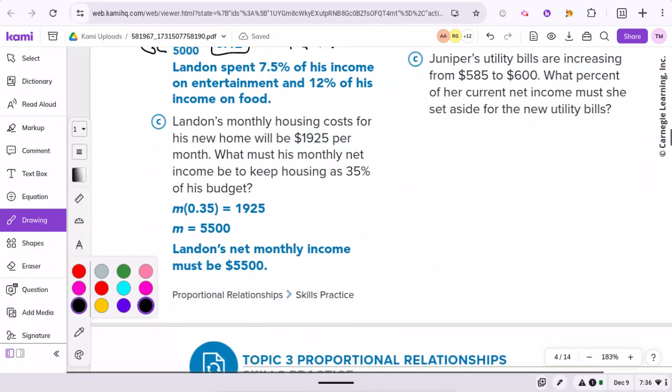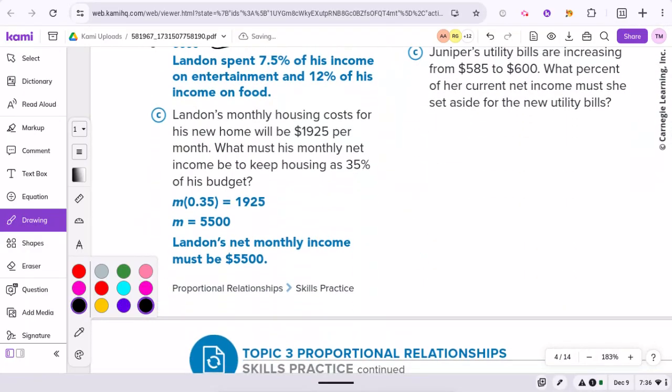And then you would see the same thing with letter C, a similar process. So he's going to have a new home, which is going to be $1,925 per month. What must his monthly net income be to keep the housing at 35%? So this one's a little bit different. It's going to have this part missing. It's asking for the monthly net income.